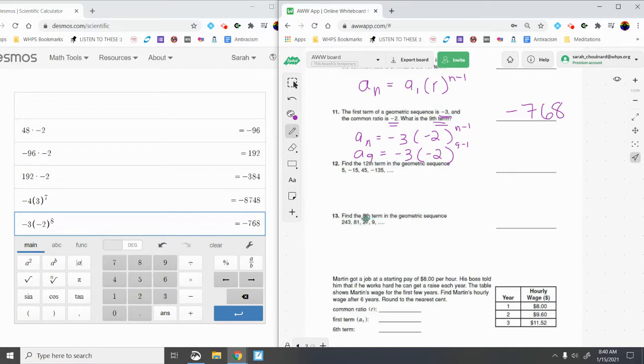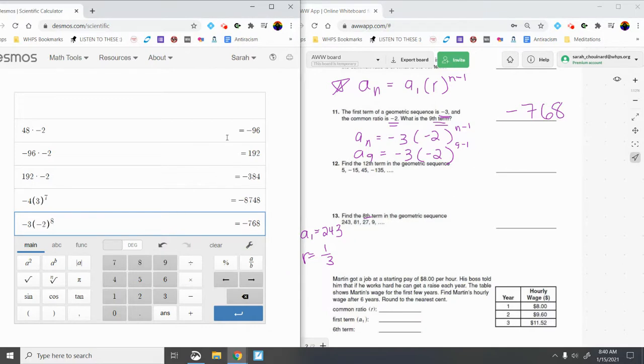Number 13 wants me to find the 8th term. So again, I need to write an explicit rule, so I need to know my two parameters. I need to know a sub 1, which is 243. And then I'm getting a third as big each time. I'm dividing by 3, so r is 1/3. 243 times a third is 81. 81 times a third is 27. 27 times a third is 9.